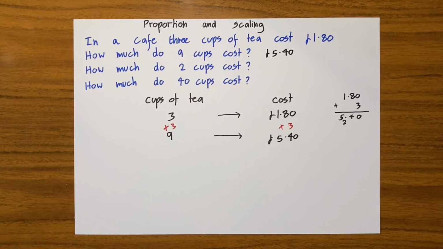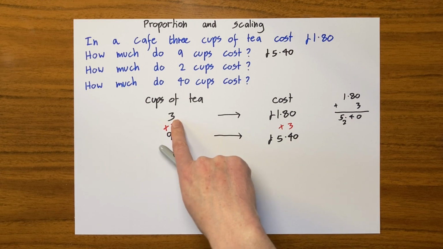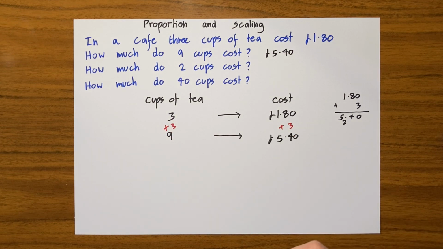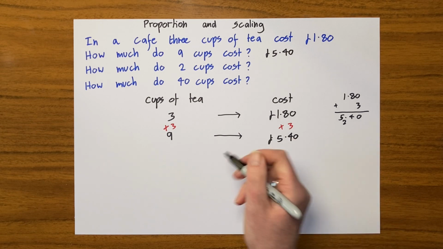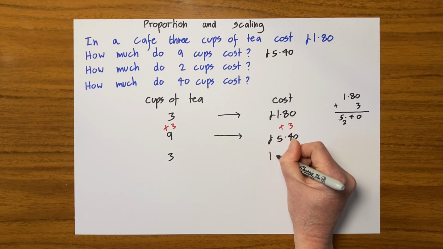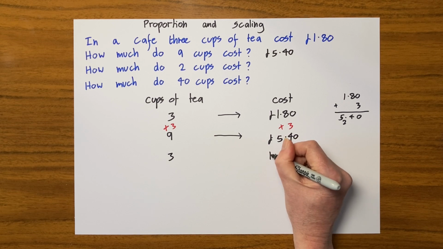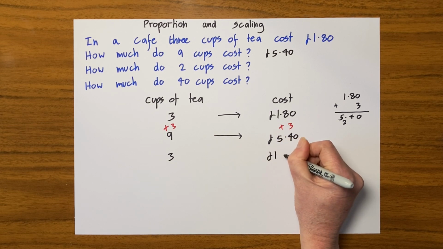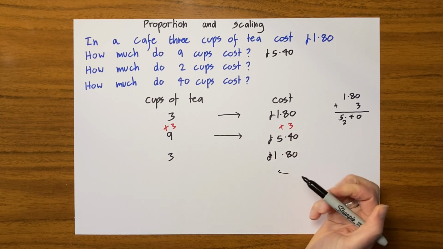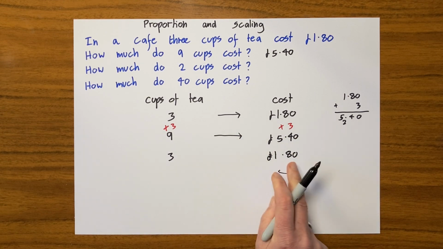Right, let's look at the next question. How much do 2 cups cost? Well, that's a bit of a problem, isn't it? Because 2 cups is less than 3 cups. So how am I going to work that out? Well, I'm going to show you. What I'm going to do is write this out again. 3 cups cost £1.80. They've got to be the worst pound signs you've ever seen, haven't they? So 3 cups cost £1.80.